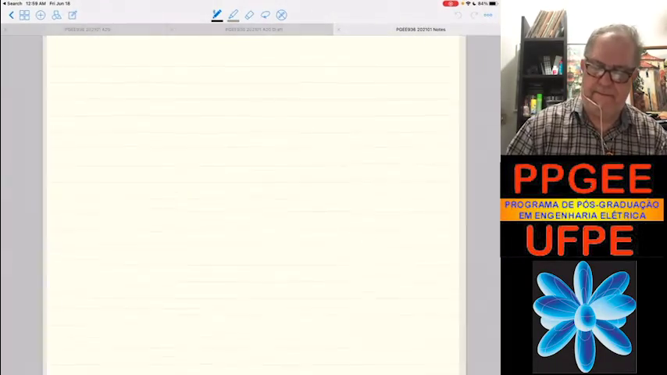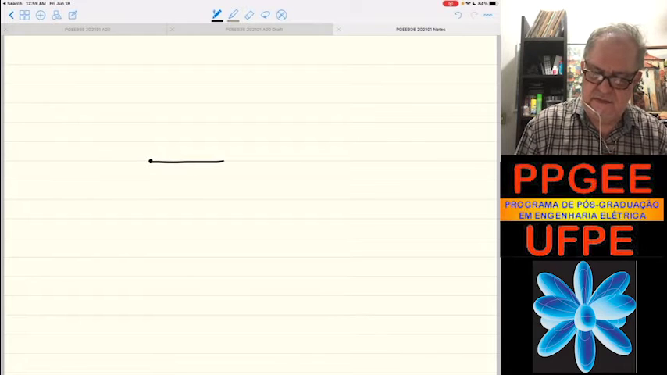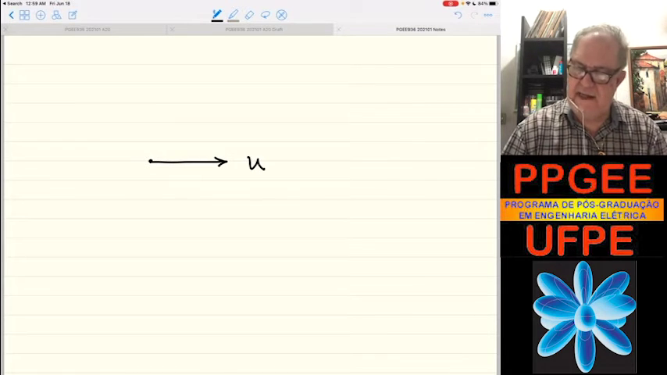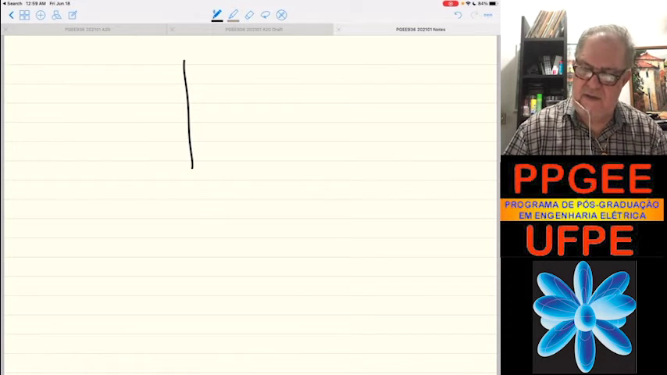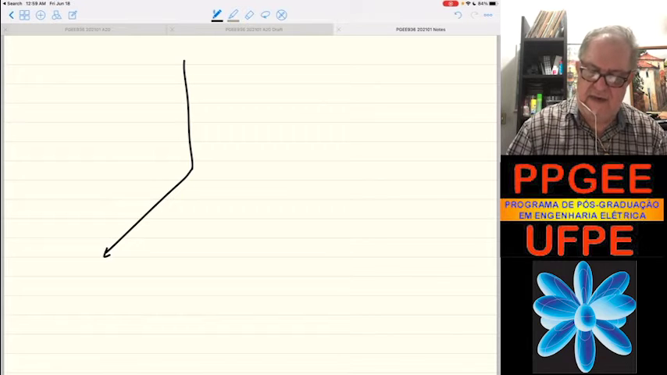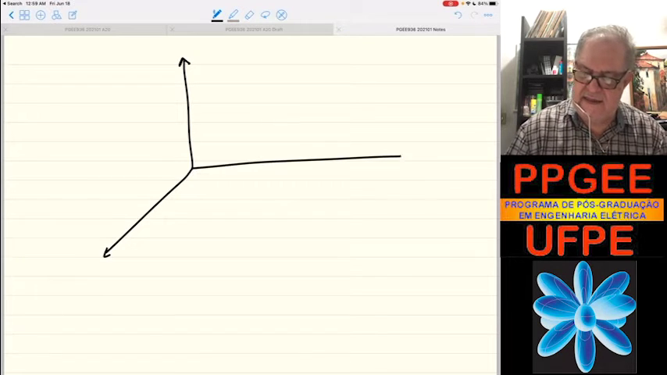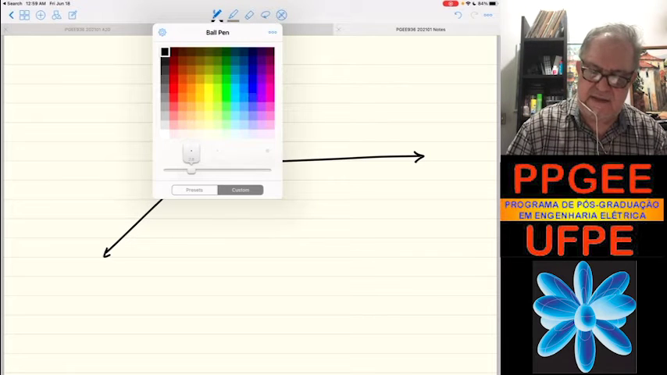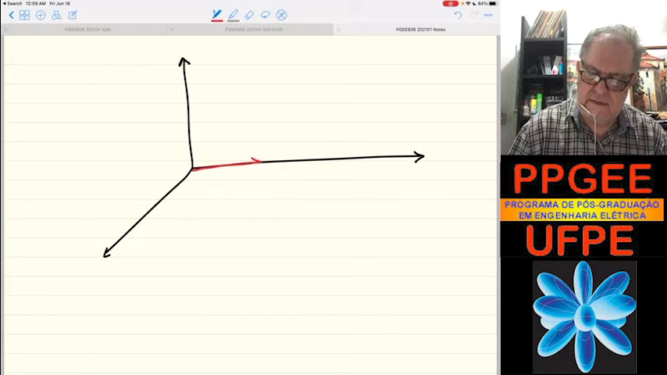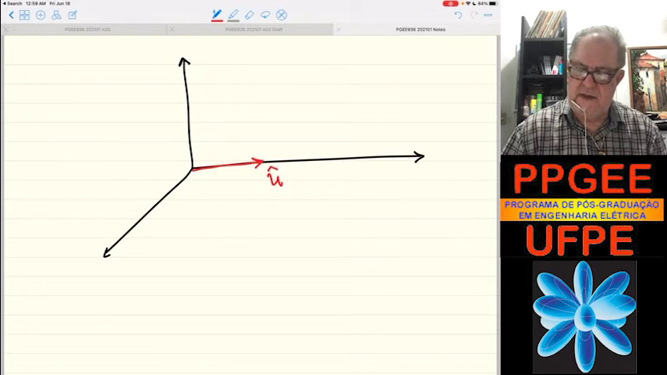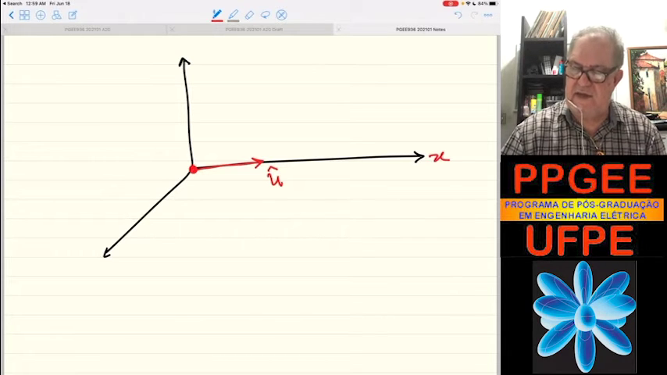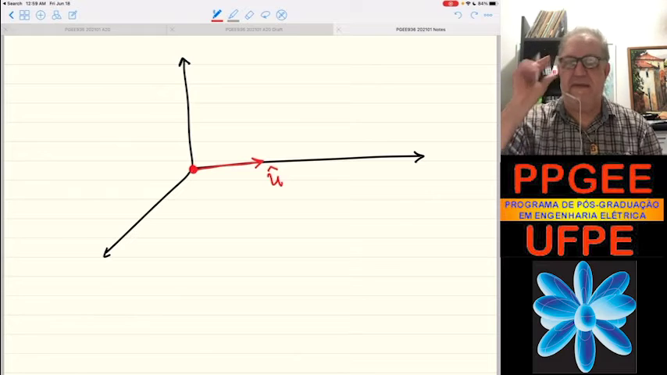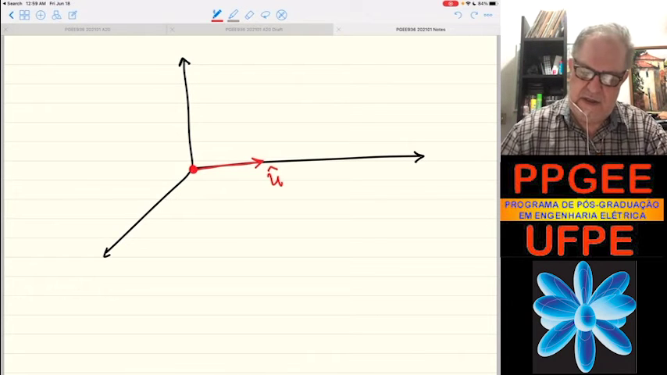Let's see. That's u. Let's make a 3D system here. Well, let's make it almost 3D. Let's make it like this. I'm going to draw a line, okay? This is the u direction. So u is like this. So we have a coordinate system here. This is not any specific direction, okay? It's just the u direction. I'm just aligning it to the right.